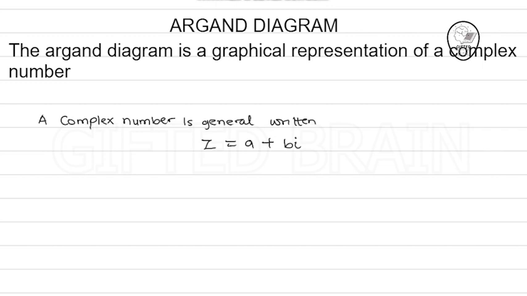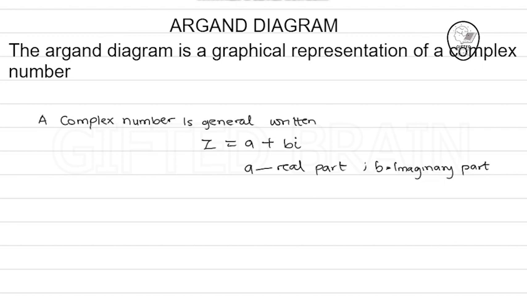You see, a complex number is generally written as z is equal to a plus bi. Now you see this a. The a is known as the real part. And then the b is known as the imaginary part. The b is the imaginary part of the complex number. Please, not bi. b. Imaginary part.